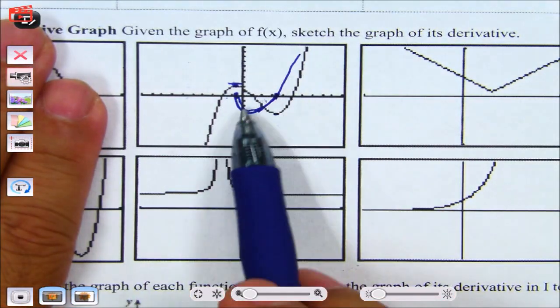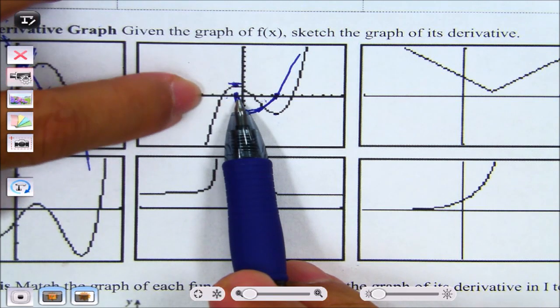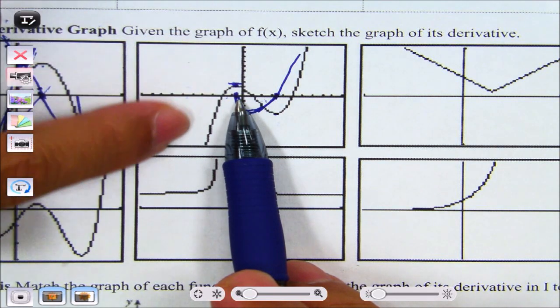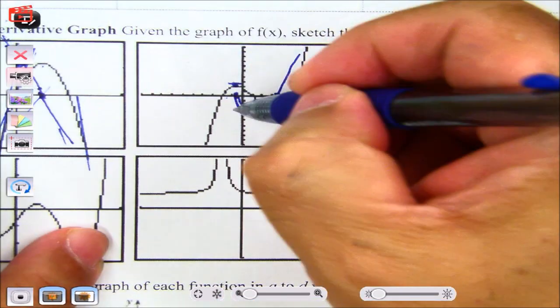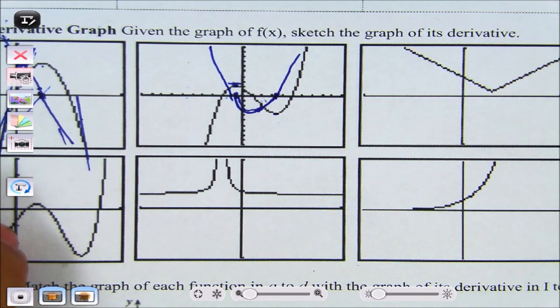And then to the left of this one, what kind of slopes are these? Positive or negative? These are positive slopes. So that means I'm going above the line. So it's only negative for a short period of time. Correct.